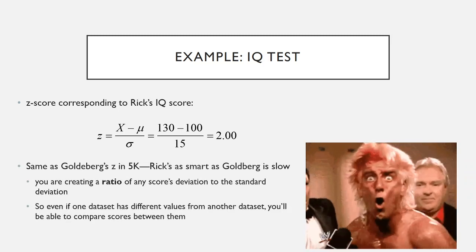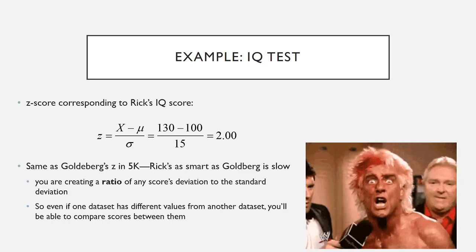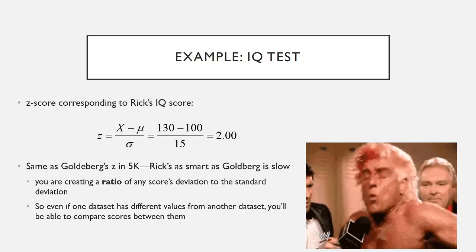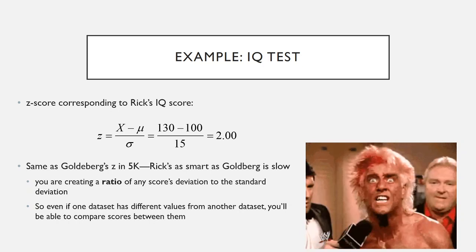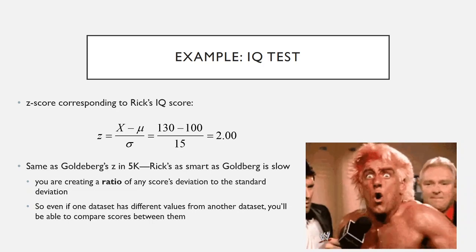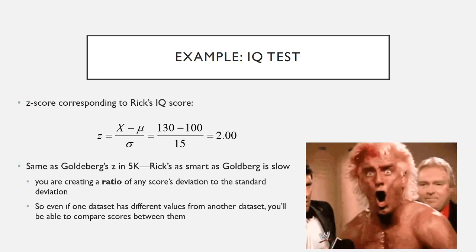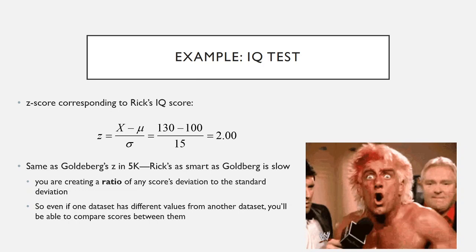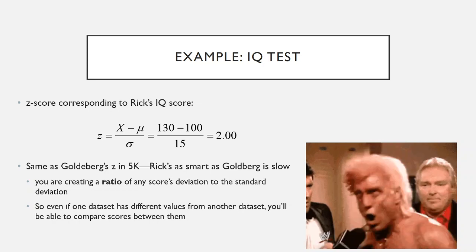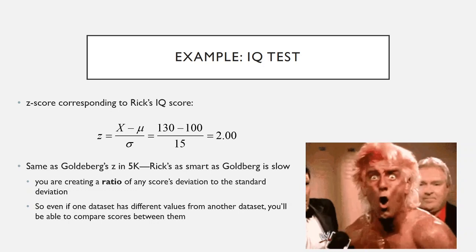Like I mentioned, z-score transformations standardize very different variables. So whereas this IQ test is on a scale that's quite different from that 5K race, the fact that Ric's IQ z-score is the same as Goldberg's 5K result indicates that, relatively speaking, Goldberg is as slow as Ric Flair is smart. Again, this is the idea that despite the fact that IQ and 5K finishing time were on different quantitative scales, you are putting any individual score into a ratio that creates relative units of how far away that score is from the mean.